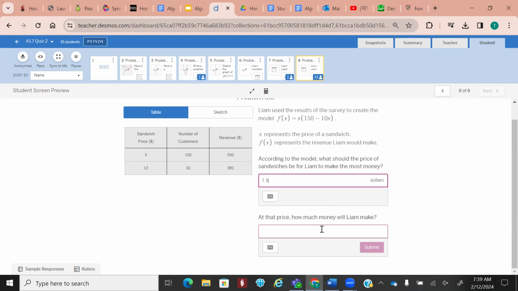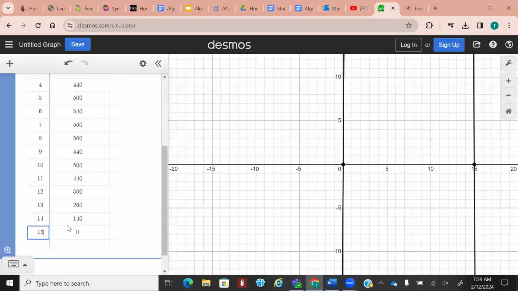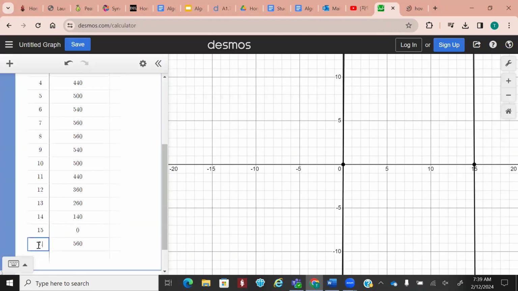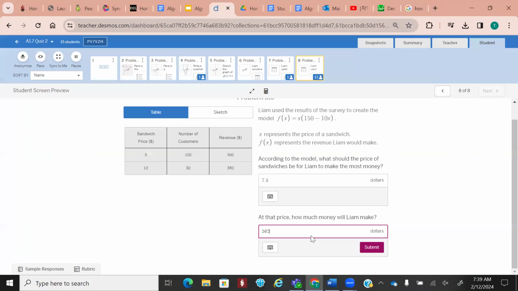That's what I'm saying. At that price, how much money are they going to make? So we're going to take $7.50, we're going to type it into this equation, or we can come into our table and just go, hey, $7.50. So how much money would they make? 562.5. 562.5.